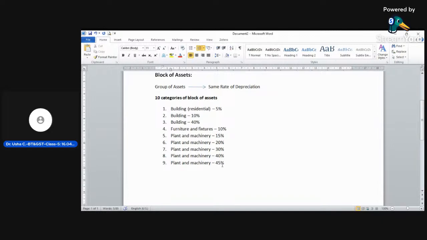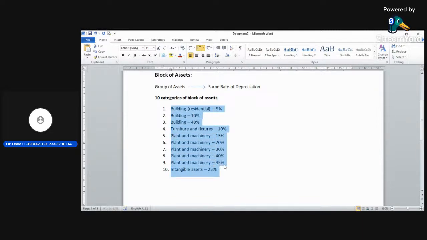And the last category, that is the third category, the 10th block of assets. This is relating to the intangible assets. Intangible assets will always be charged at the rate of 25% other than goodwill. There is no depreciation charged for goodwill. All the intangible assets like know-how, patents, trademarks, copyright, licenses, any franchises, etc., are charged at the rate of 25% other than goodwill. So mainly these are the 10 categories of block of assets.